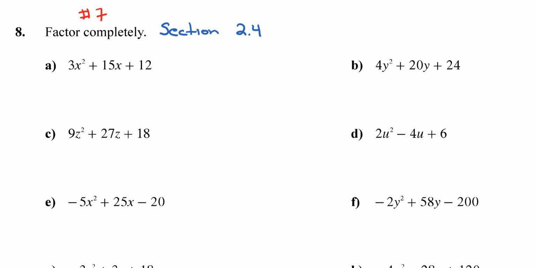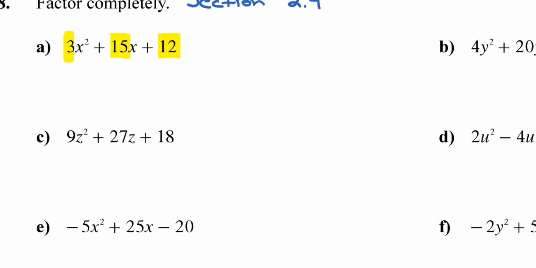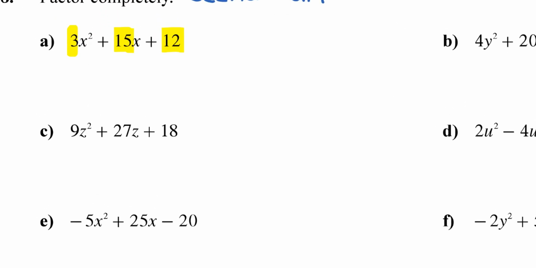Now for the problems in question 8, you'll notice that there's a leading coefficient that's not 1. For this very first example, there's a leading coefficient of 3, and there's also a 15 and a 12. For a lot of these factoring problems, what you need to do first is factor out the greatest common factor. Usually for these problems, it's the very first number, which is a 3. So you need to factor that out first.